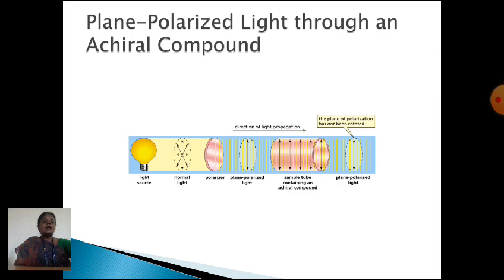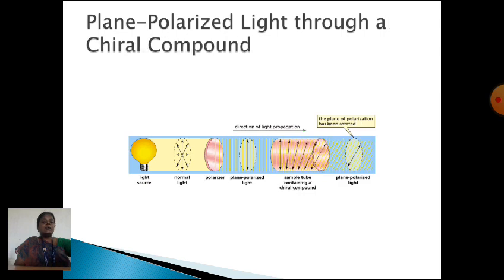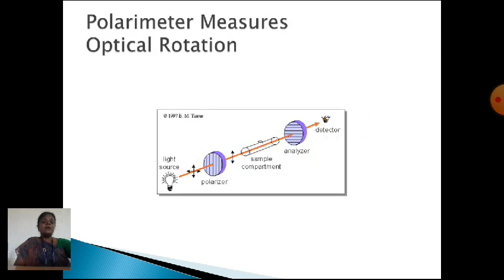According to the arrangement present in the organic molecule, the plane polarized light is rotated either in the clockwise or in the anti-clockwise direction. A compound showing this kind of response is called an optically active compound. Suppose the compound does not give any response, then it is said to be an achiral compound. Next, the polarimeter is used to measure how much angle of rotation happens. For that, the polarimeter contains an analyzer and a detector. By using this instrument we measure the optical rotation.